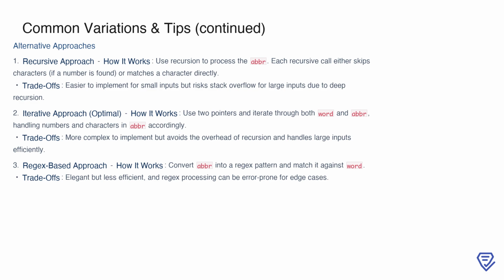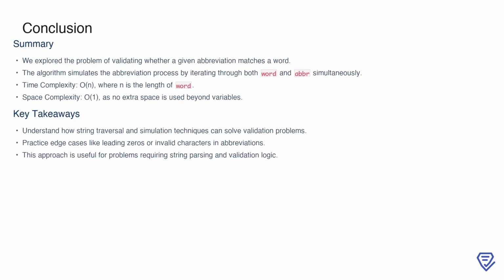Lastly, there's the regex-based approach, where the abbreviation is converted into a regex pattern and matched against the word. While this method is elegant and concise, it tends to be less efficient and can struggle with edge cases. Each of these approaches has its trade-offs, so it's important to choose the one that best balances simplicity and efficiency for the given problem. Great job!